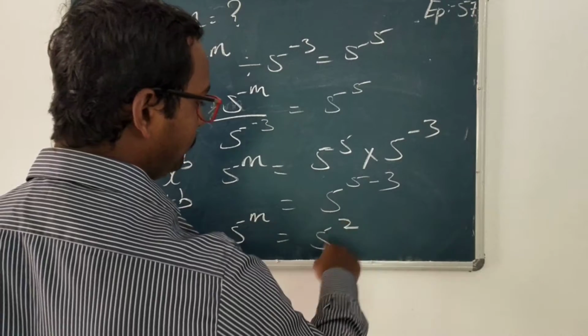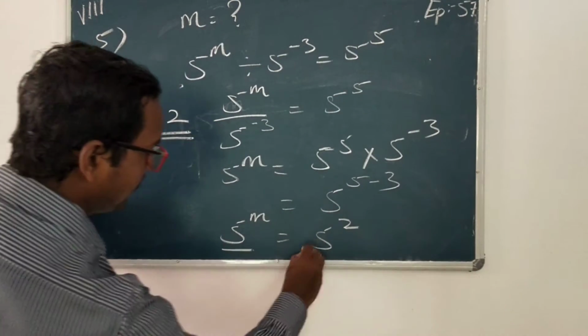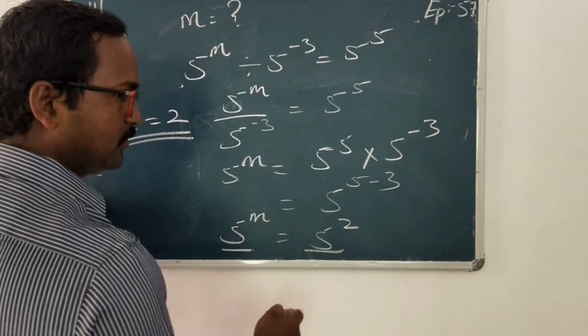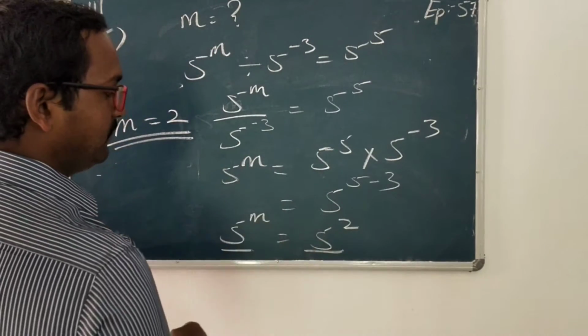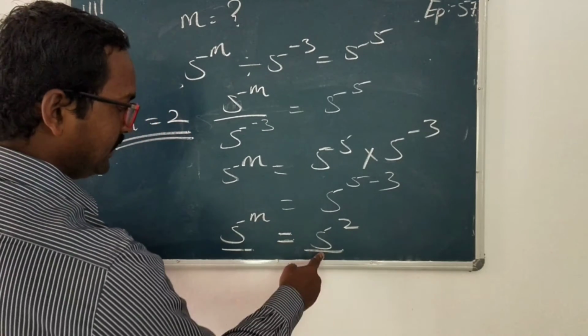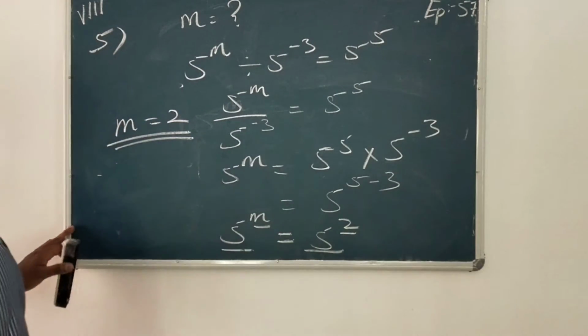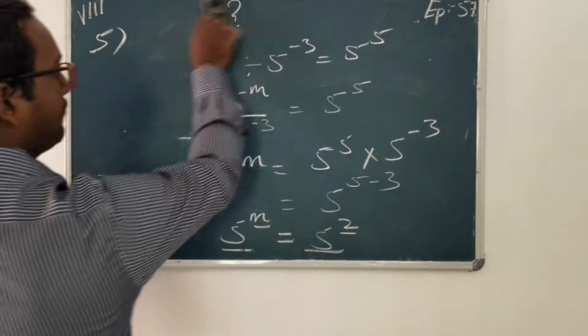So it will become 5 power 2, and because the base here and here is the same, the power has to be equal, because the sign here is equal to, and the base here is the same. So the power has to be equal. So m is equal to 2. So that is our final answer.